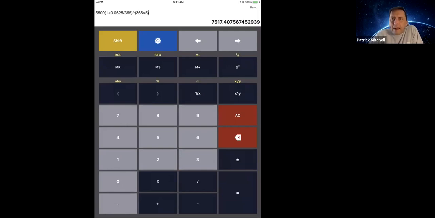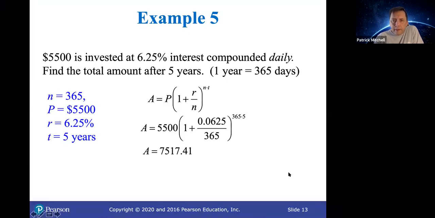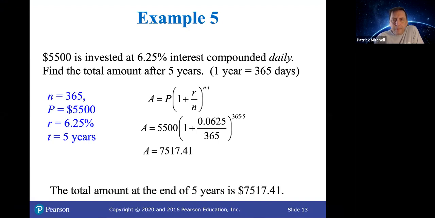So in no time flat, it comes up with, to the nearest cent, $7,517.41. Let's see if that's what they got. Yes, that's what they got. The total amount at the end of 5 years is $7,517.41.